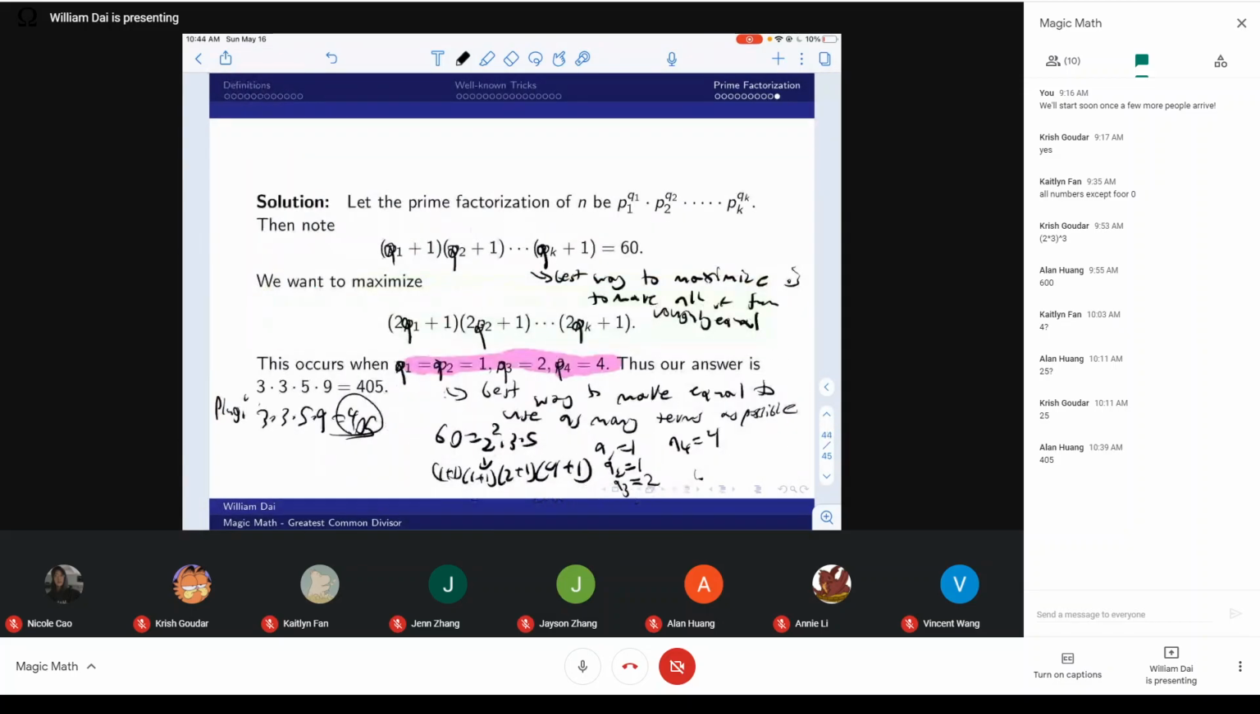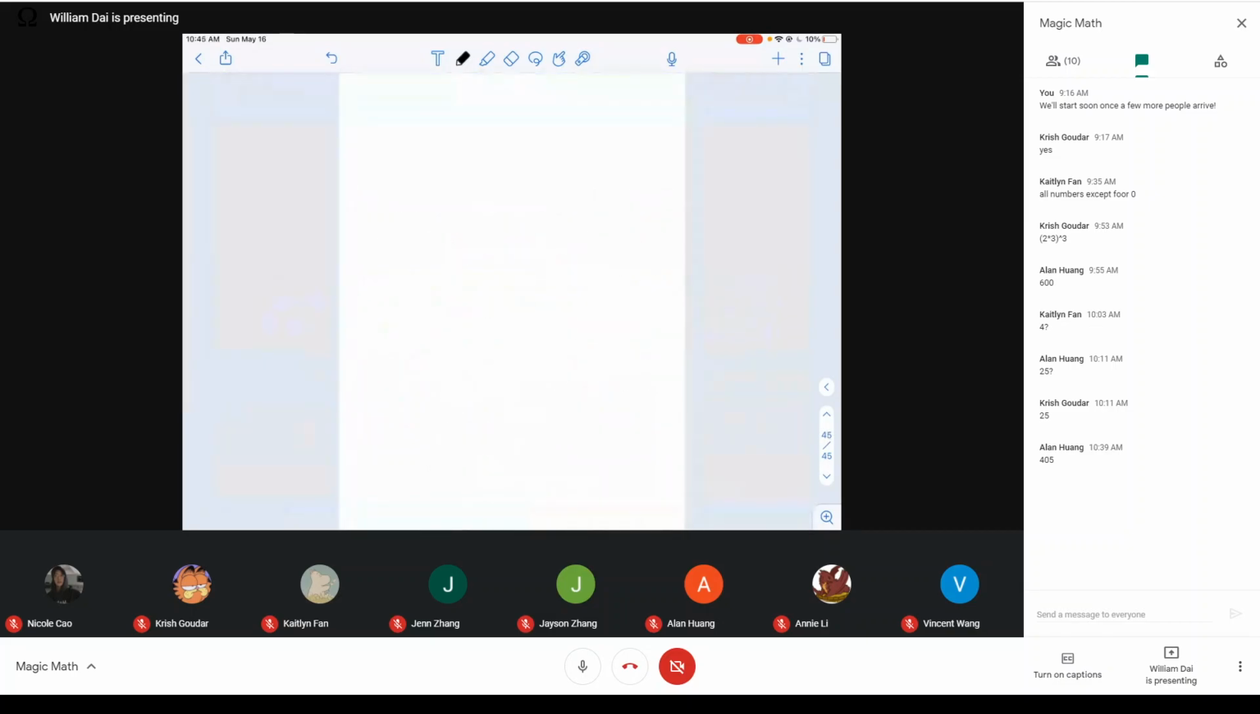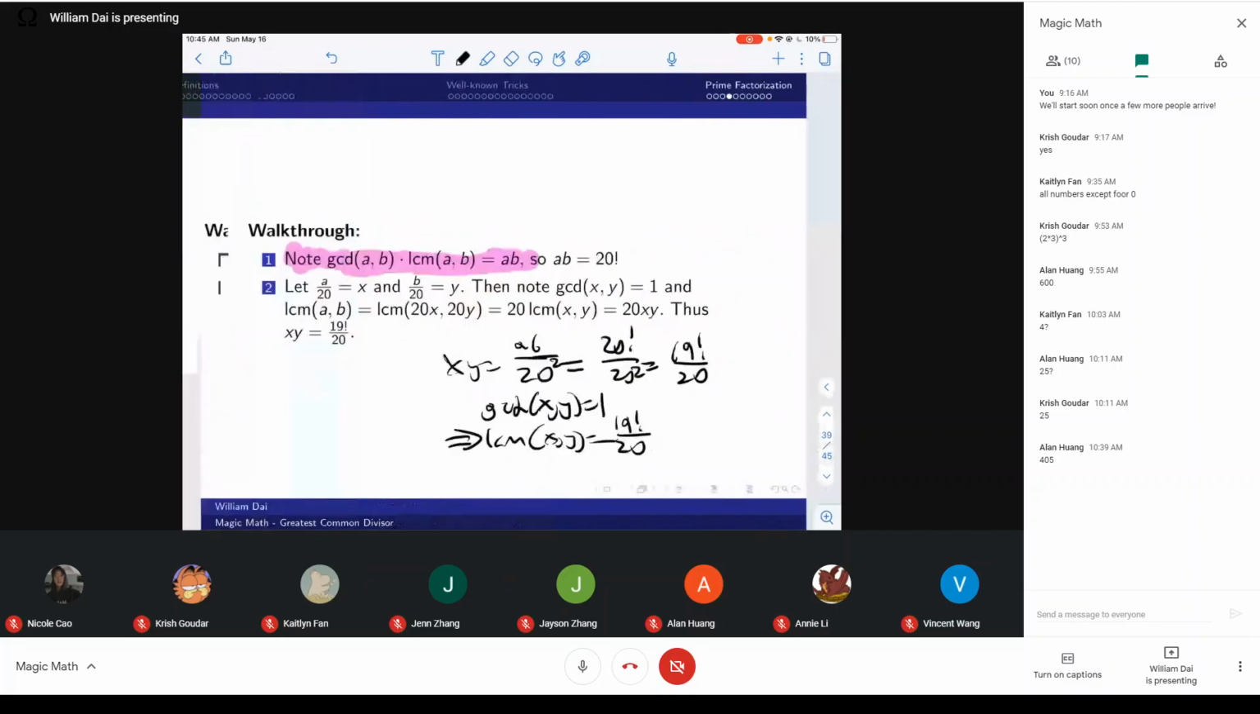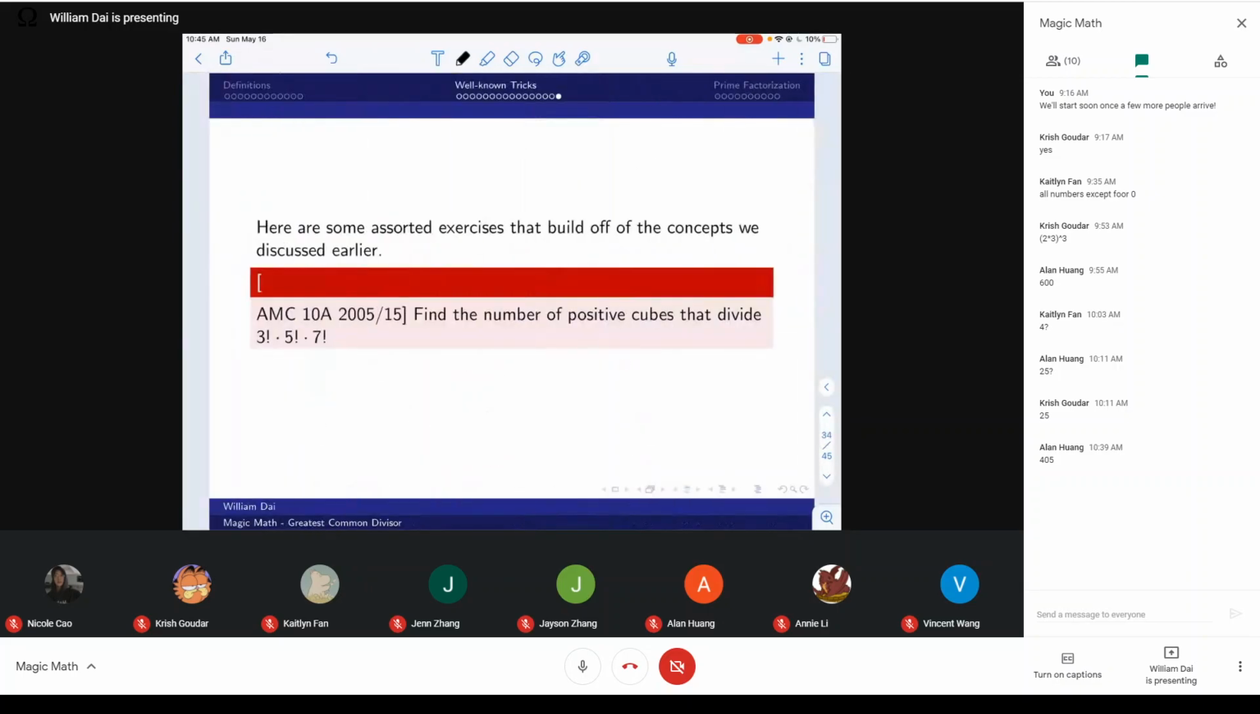Okay, so we have actually finished, which is very nice, except for one problem here. Okay, I'll give you a very quick solution here. Finding the number of positive cubes that divide 3 factorial times 5 factorial times 7 factorial. So 3 factorial is 2 times 3, 5 factorial is 2 squared times 3 times 5. Or right here. Okay, and you can just multiply it out, and they're pretty small factorials, so it's not too hard to do manually.